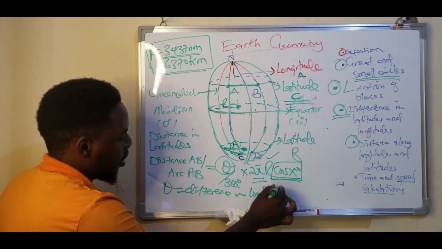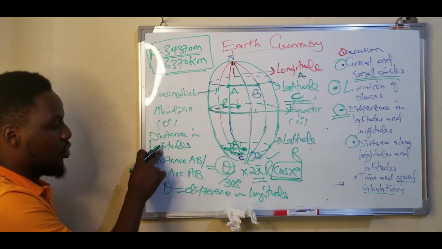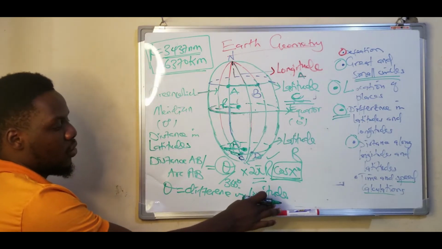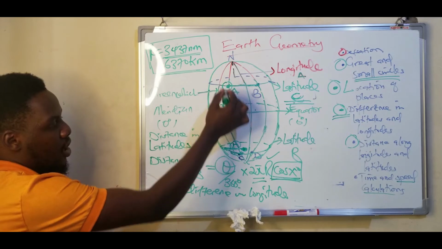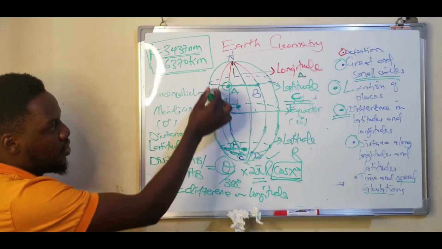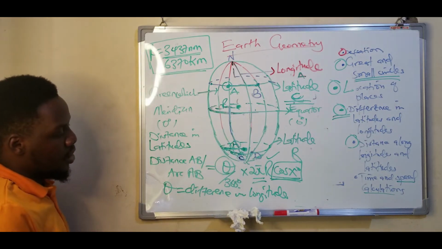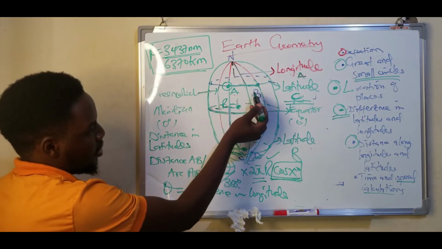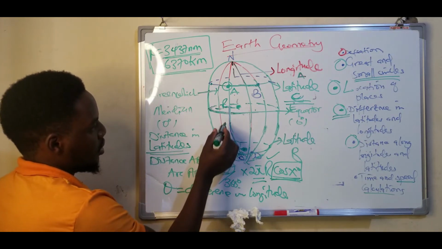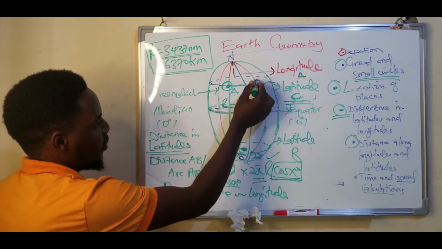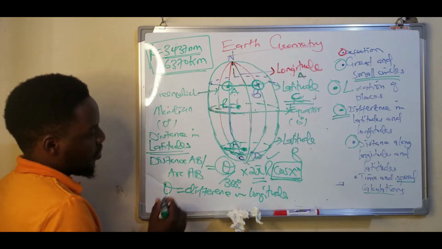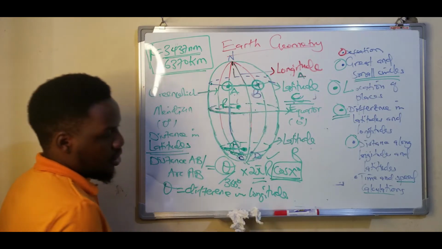When I was talking about the distance in longitude, I said theta is a difference in latitude. Why? Because point A and point C lie on different latitudes. But if you look at points A and B, when you're calculating the distance in latitude, you realize that point A lies on a different longitude from point B. So because of that, theta is a difference in longitudes.